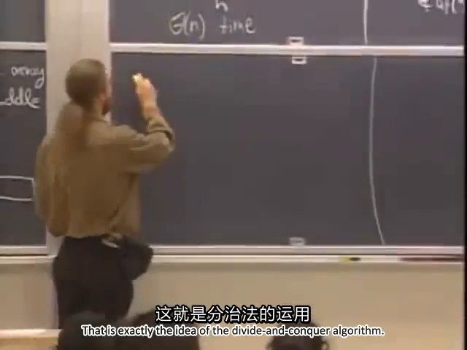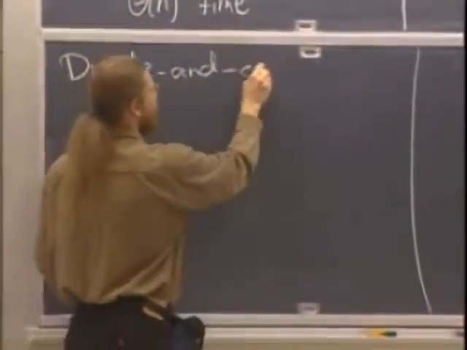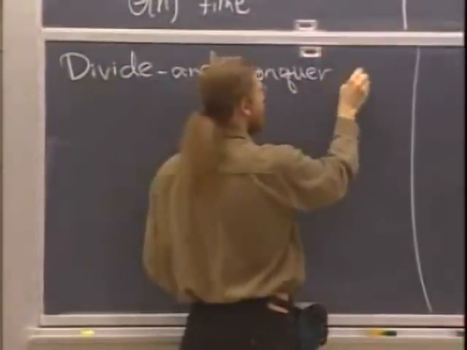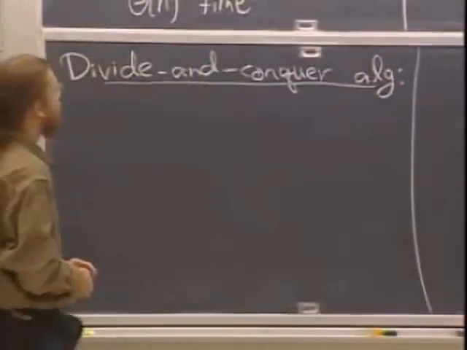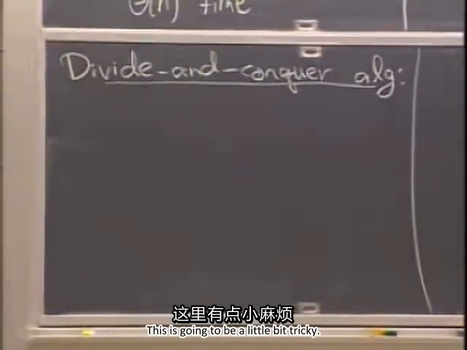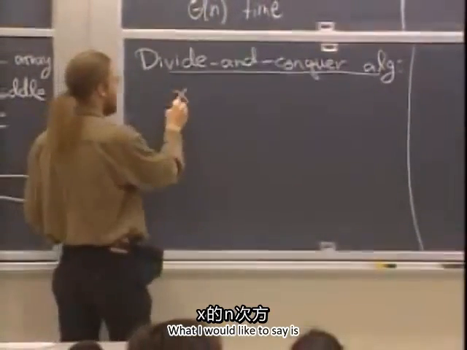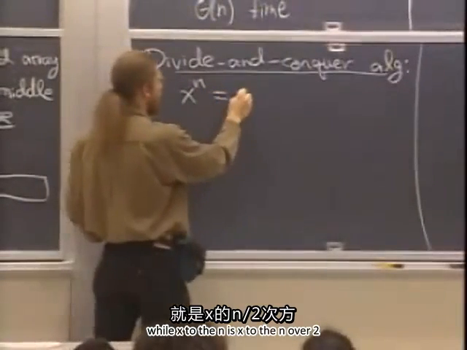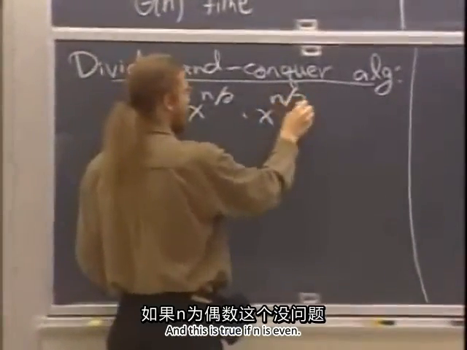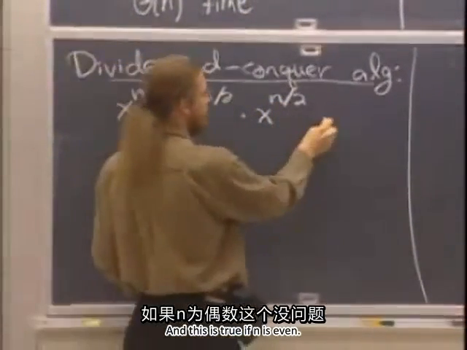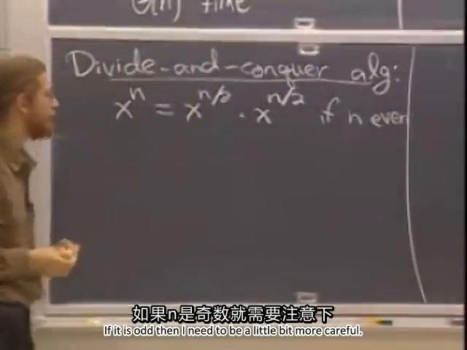Very good. That's exactly the idea of the divide and conquer algorithm. So we'd like to look at x to the n over 2. This is going to be a little bit tricky. Now we are going to have to pay attention to floors and ceilings. What I would like to say is, well, x to the n is x to the n over 2 times x to the n over 2. And this is true if n is even. If it's odd, then I need to be a little bit more careful.